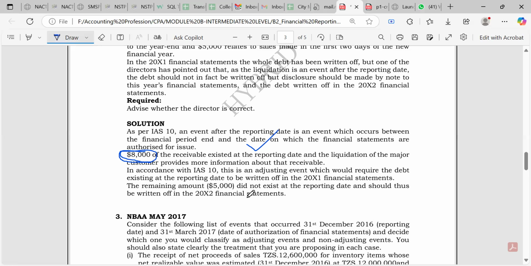That's why I told you, distinguish, make a distinction between events after the reporting period and transactions after the reporting period. They are two different things.